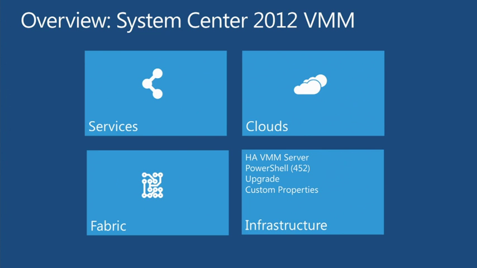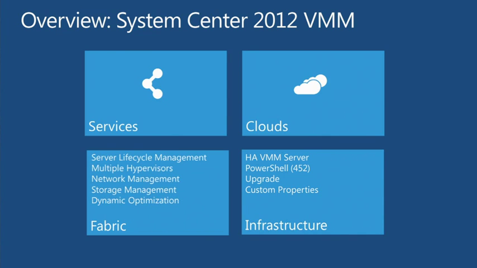In the infrastructure pillar, we focused very heavily on PowerShell. There are about 452 commandlets, and we focused on making every aspect of VMM configurable through PowerShell. Every single thing that you can do from the UI can be automated using PowerShell commandlets. There's also the ability to configure VMM itself as an HA, or highly available server, so you can deploy it on a failover cluster. On the fabric side, we focused heavily on managing hypervisors, both Microsoft's Hyper-V hypervisor as well as VMware and Xen.